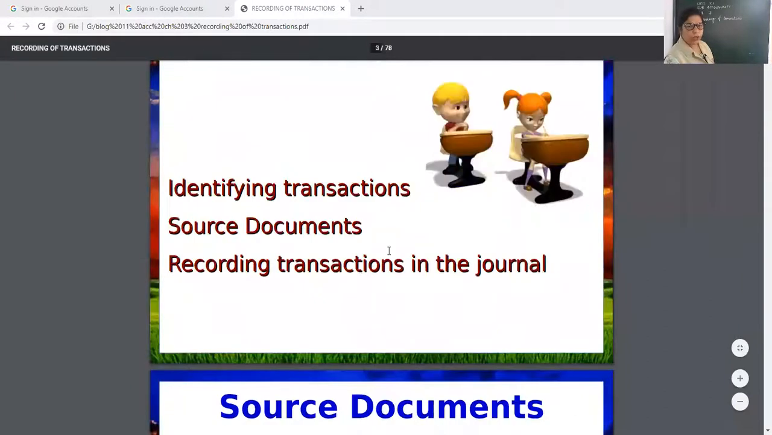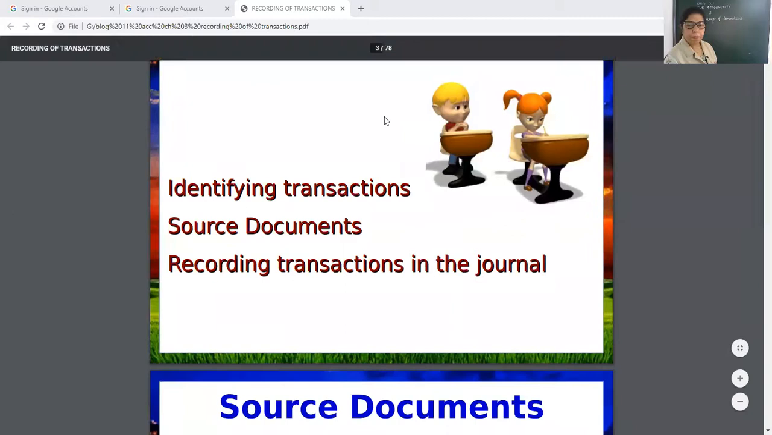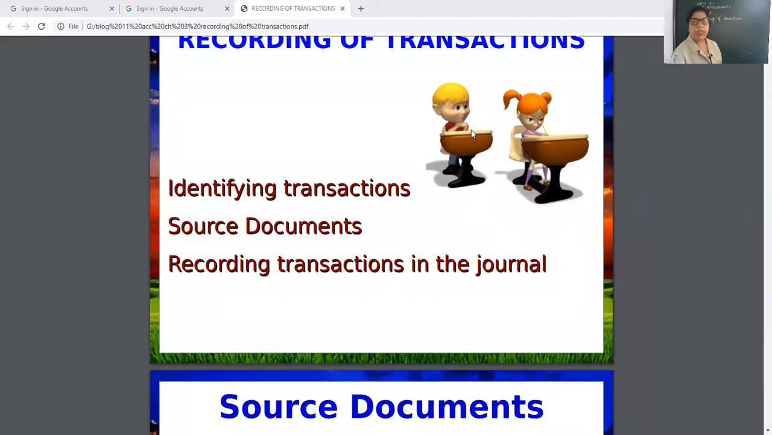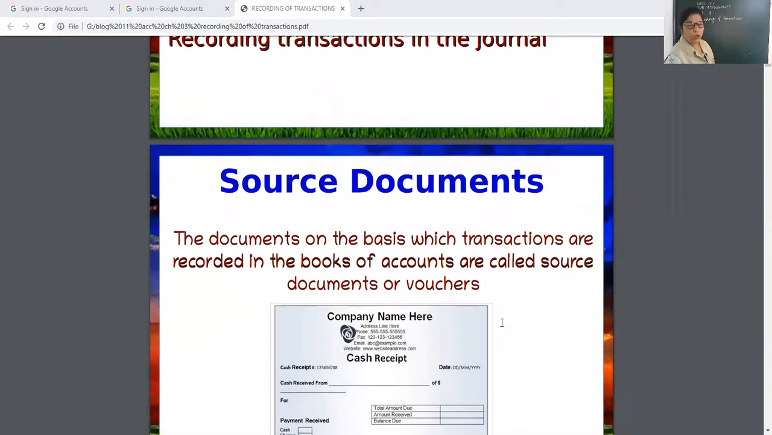Now, as I told you, identifying transactions means you have to identify which transactions are to be entered. It's very easy. If you are the owner, you will enter in the books the salary amount you are paying. You will not write the qualification, honesty, quality or intelligence of the employees. You will write only the financial terms. The next is source documents.